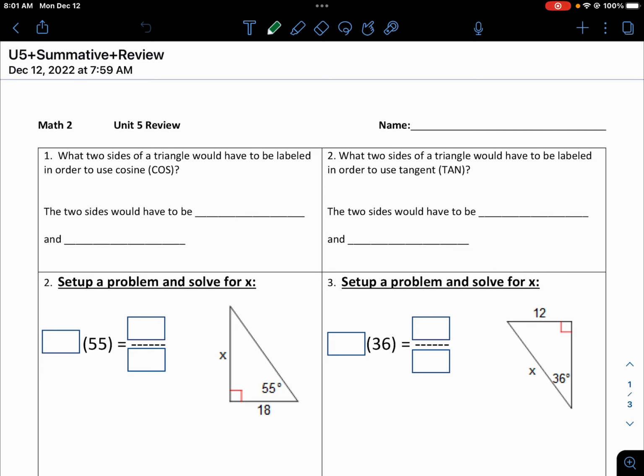So the top two problems are not new. They're just kind of explaining things. So first, what you should do is throw the cheat sheet up top. So the S, the O, the H, the C, the A, the H, and then the T, the O, and the A. Right? So you remember what uses what. So it's just asking you what sides will be used or would have to be labeled in order to use sine, cosine, or tangent.